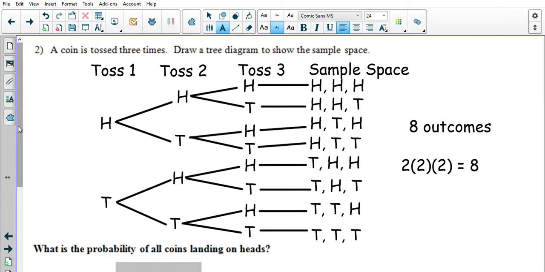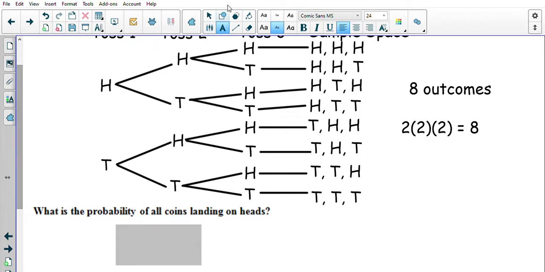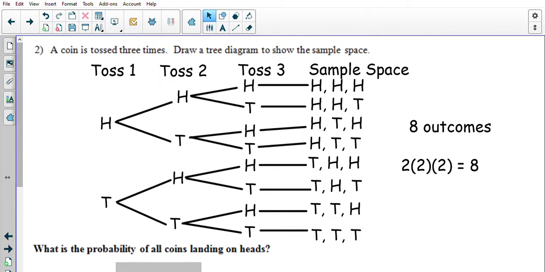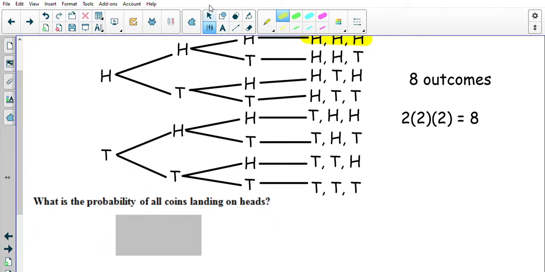So the question below says, what is the probability of all coins landing on heads? Definitely a good question for us. If we take a look at our chart, we only have one outcome where all 3 coins land on heads. And so that is going to be 1 out of our 8 possible outcomes, which is 12.5%.